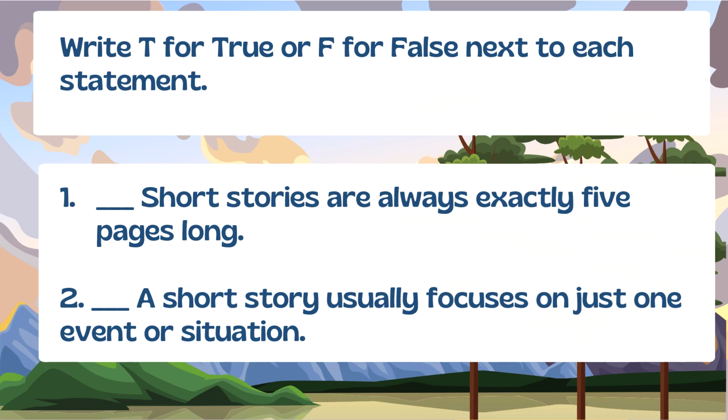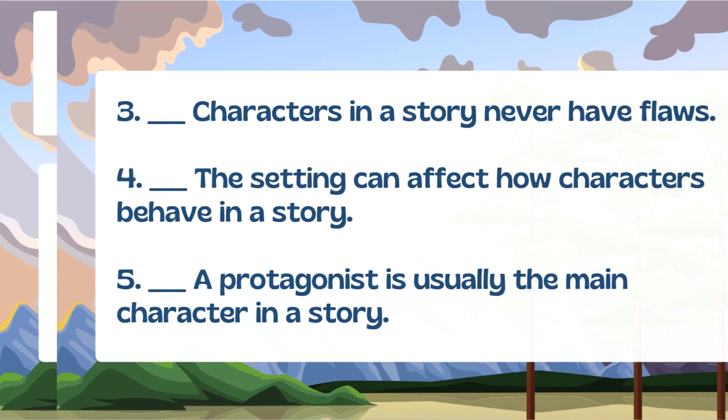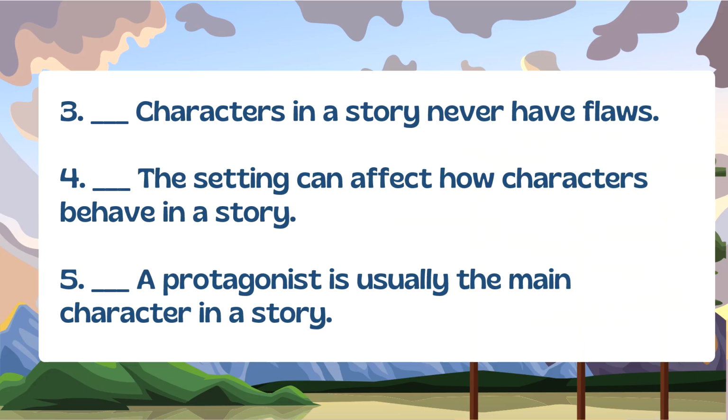Short stories like the fables of Aesop are just 1 paragraph. Most of those. 2, a short story usually focuses on just one event or situation. That's T for true. Correct. 3, characters in a story never have flaws. That's F for false. Characters should have flaws.